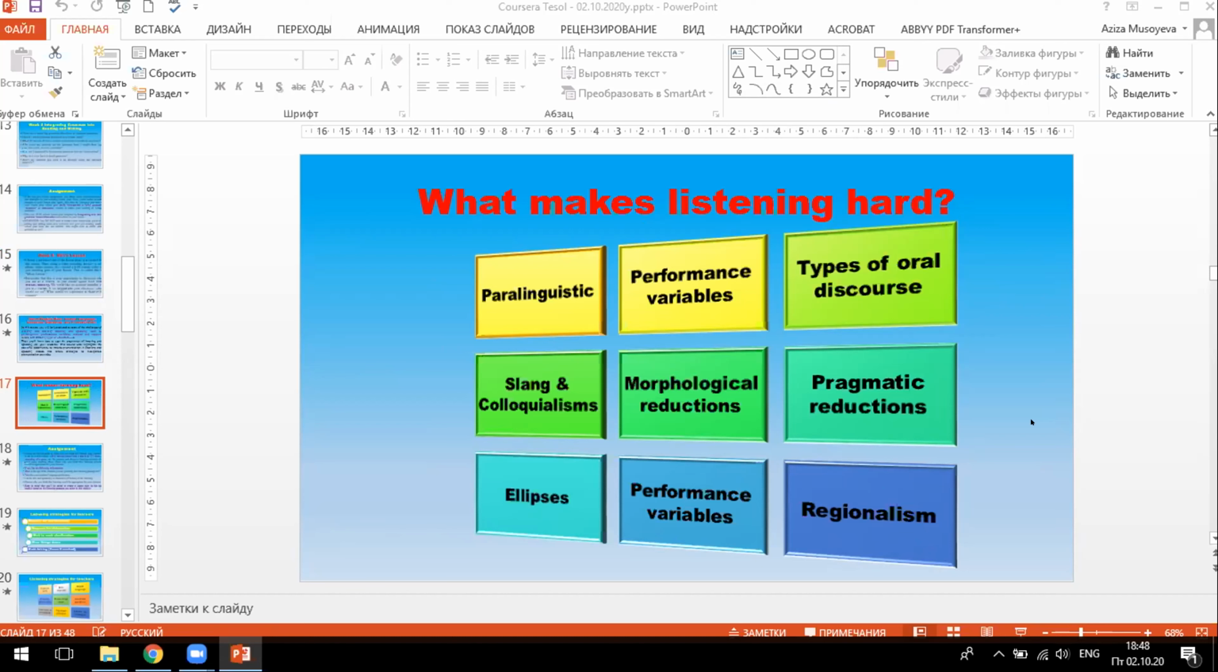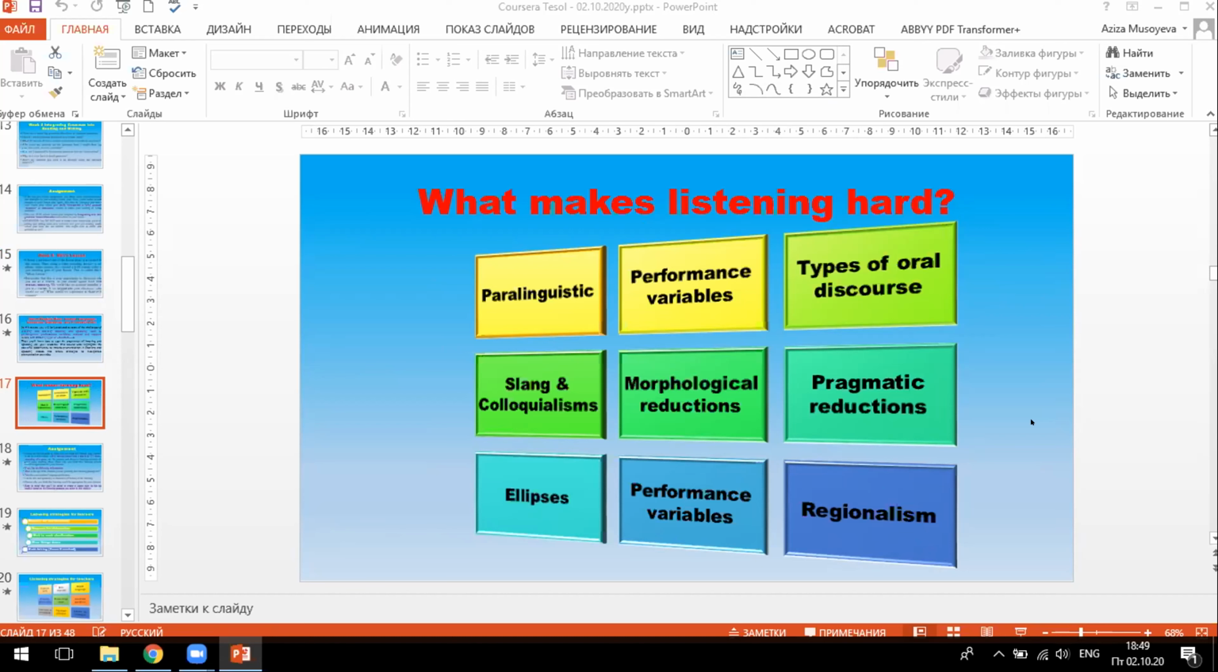And what about performance variables? It can be, for example, fillers. In our listening, the speakers use different kinds of fillers and repairs. They can say, I mean by this, or they can change what they are saying, especially in the IELTS listening. You can hear some fillers where they change their answer. That's why it's very important that we should know and pay attention to performance variables.